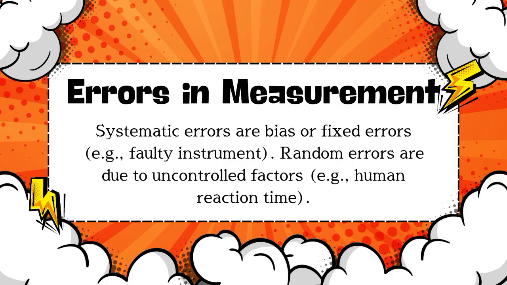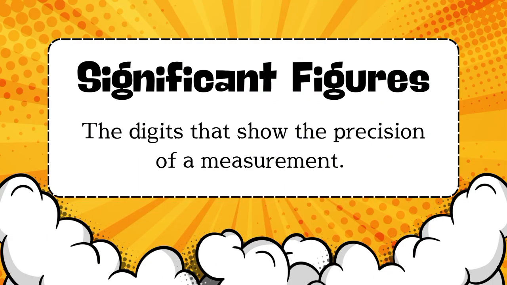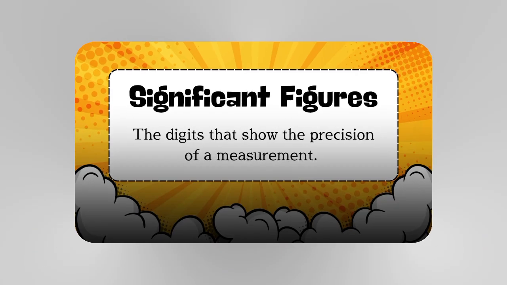Now, we have two types of errors in measurements: systematic errors and random errors. Systematic errors are biased or fixed errors, like faulty instruments, while random errors are due to uncontrolled factors, like human reaction time. And lastly, we have significant figures, which are the digits that show the precision of the measurement.